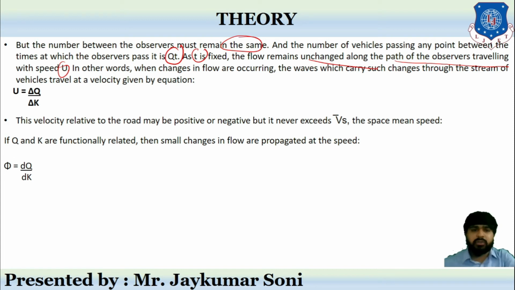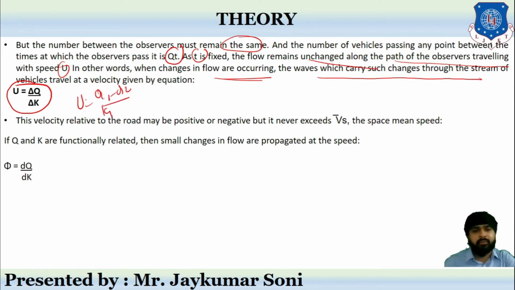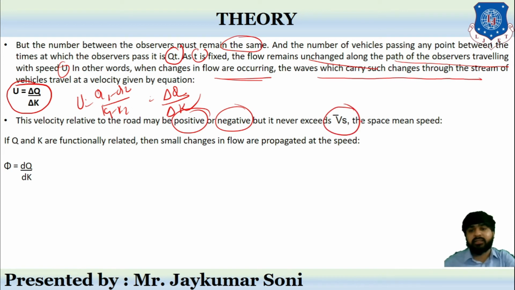What I am trying to say is, when a change in flow is occurring, the waves which carry such change through the stream of traffic are given by this equation. This is the explanation of this equation: u is equal to (q1 minus q2) by (k1 minus k2), so it will be delta q by delta k. This velocity relative to the road may be positive or negative, but it can never exceed the space mean speed.